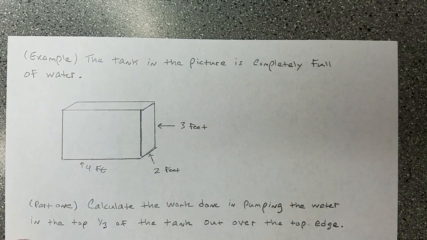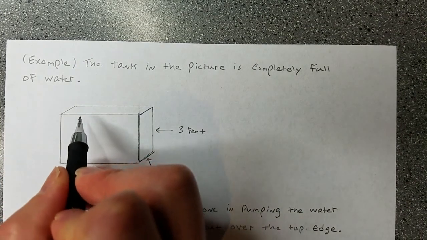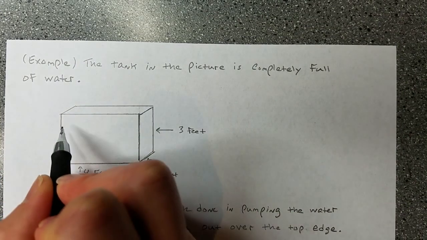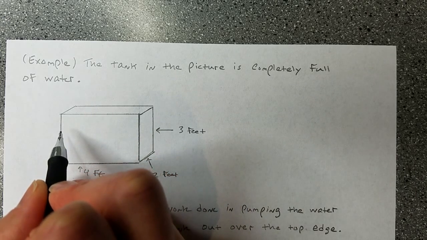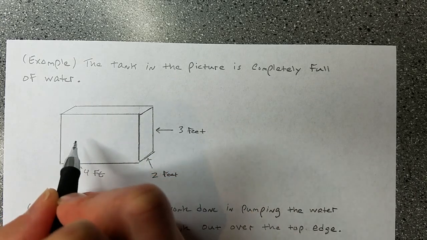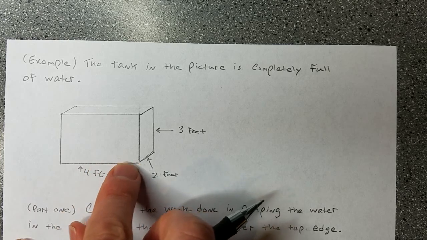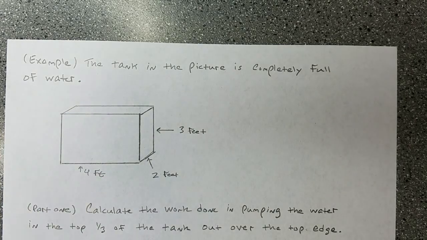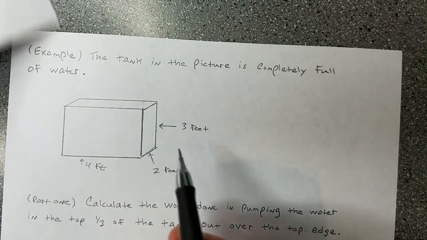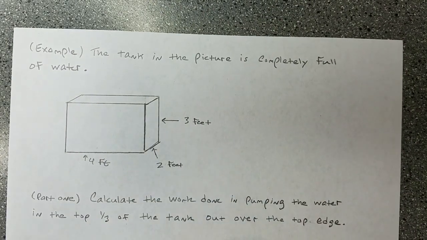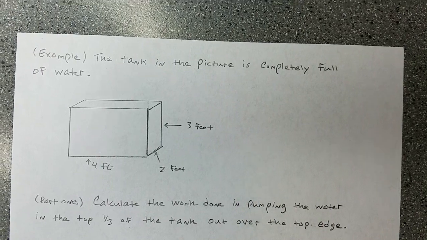All right, so this layer of water at the top doesn't have to move quite as far as that one, and the layer of water beneath that moves a little further, and the water at the bottom has to move the furthest to go out of there. So it's the distance part that's different everywhere in this tank. All right. Okay, let me show you how we set this up.